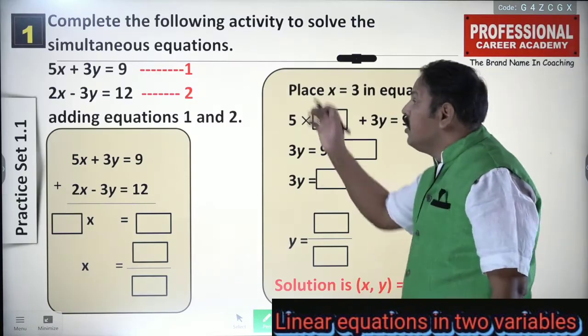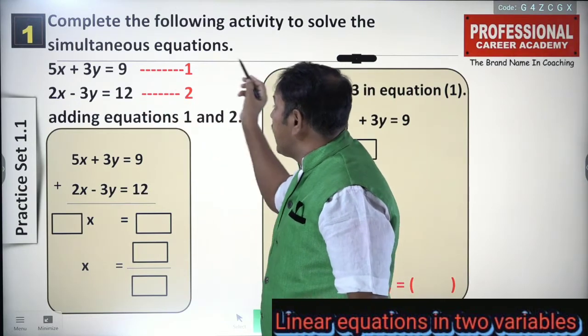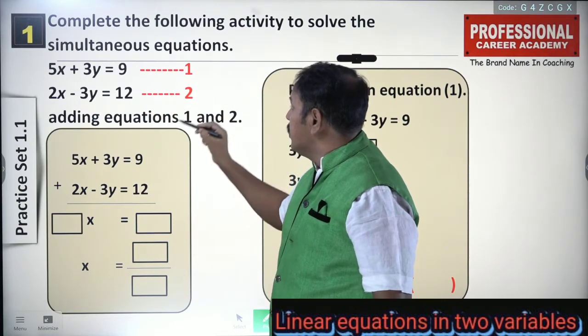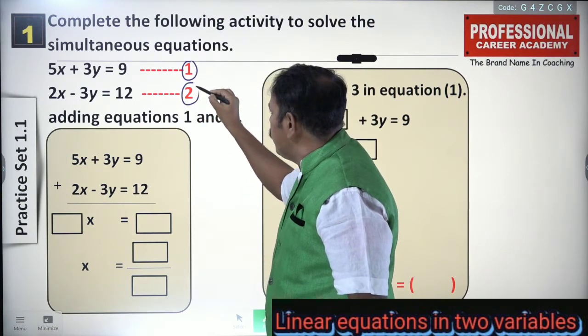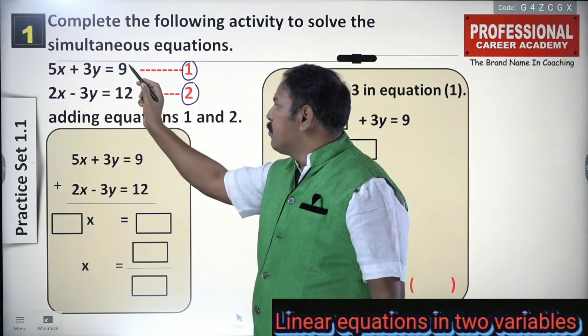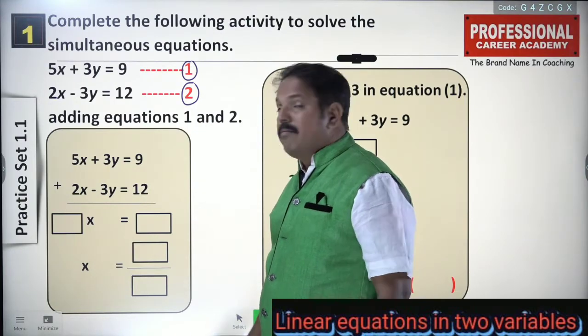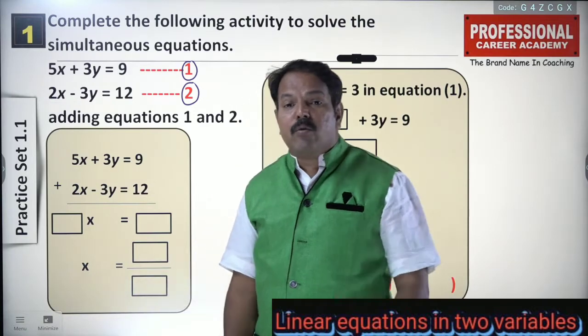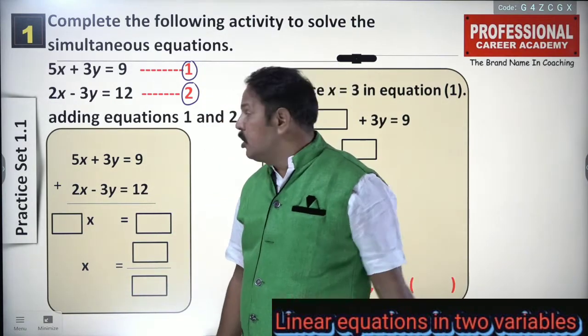Let us see here. This is the activity. What is the activity? Two equations are given. These are the simultaneous equations. This is equation number 1 and this is equation number 2. 5x plus 3y is equal to 9 and 2x minus 3y is equal to 12. Here we are going to complete the activity, which means we have to solve these equations by the elimination method.